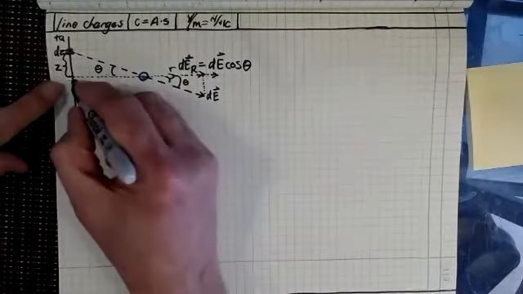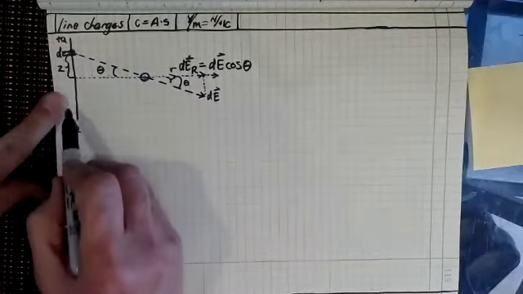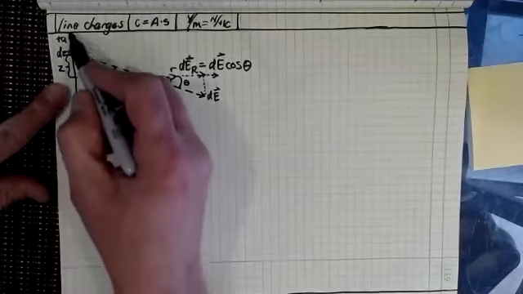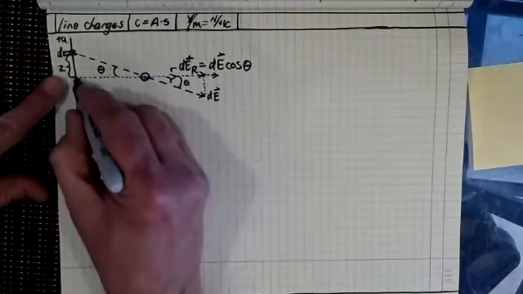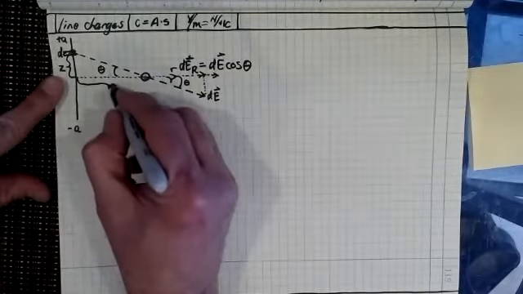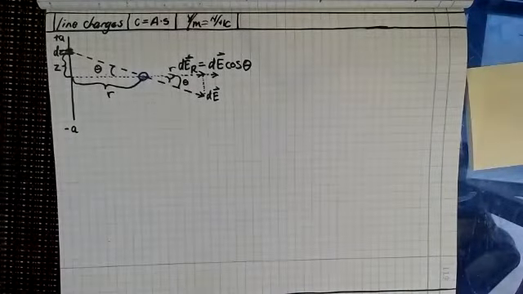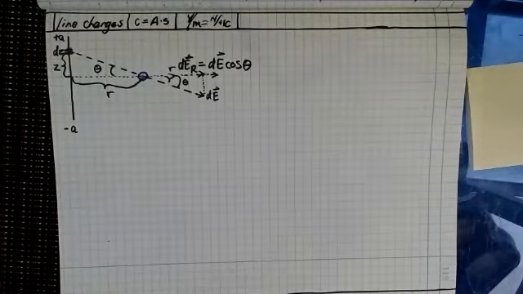And so I'm going to also say that this point here, radially away from the transmission line, I'm going to say that that is a distance r away from it. Okay. So as long as we've got all of our things set up there.